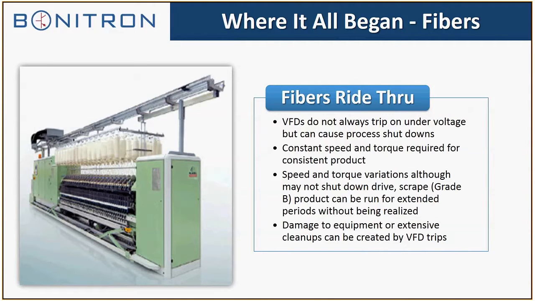Okay, where it all began. Bonitron started providing ride-through for the fibers industry back in the late 70s, and pretty much what they found, as I alluded to earlier, was that during the process of manufacturing the fibers, the extrusions, and winding up the fiber, if there's any change in the motor speed, it causes a grade B or scrap product. In the beginning, there were times where it would just be running this product, and you can't watch it every second of the day, so they'd find out that they had been running bad product, and they'd have to scrap a whole afternoon of fiber production. So that's where ride-through came about.